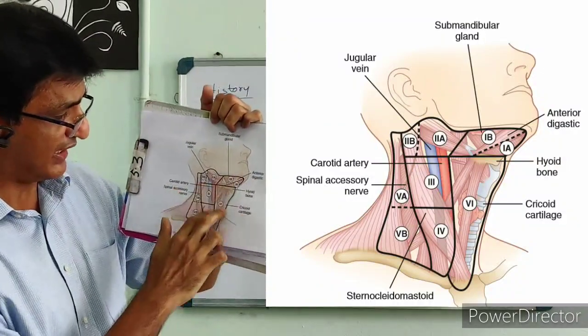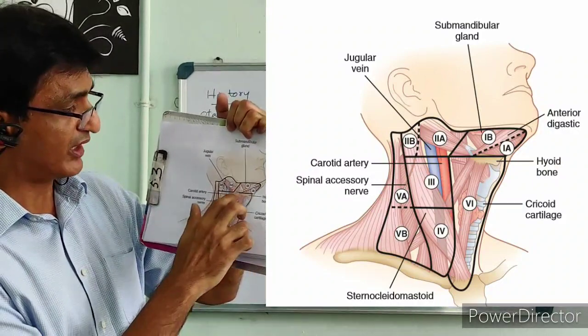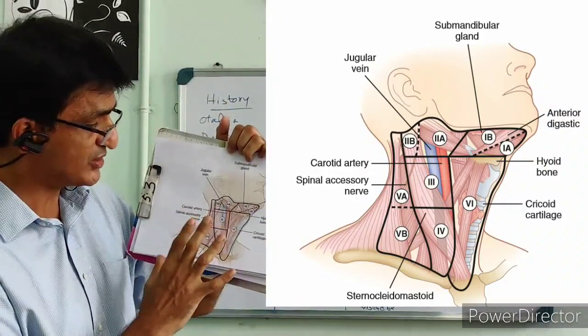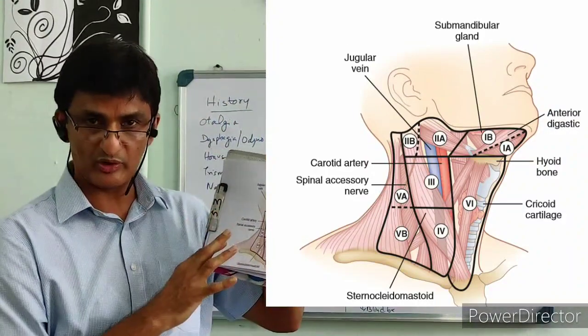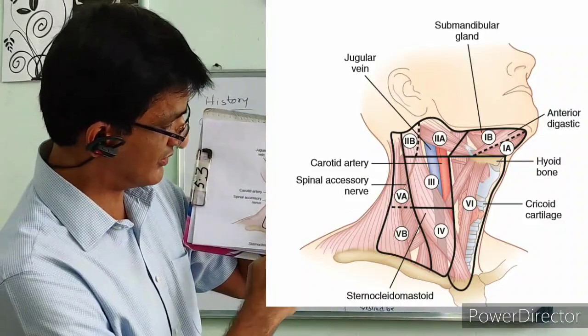Level 6 is the midline. The boundaries are both carotid sheaths laterally, from the hyoid bone to the suprasternal notch. That's level 6. Level 6 nodes usually drain the thyroid, cervical esophagus, larynx, and all these structures. Okay, that's level 6.